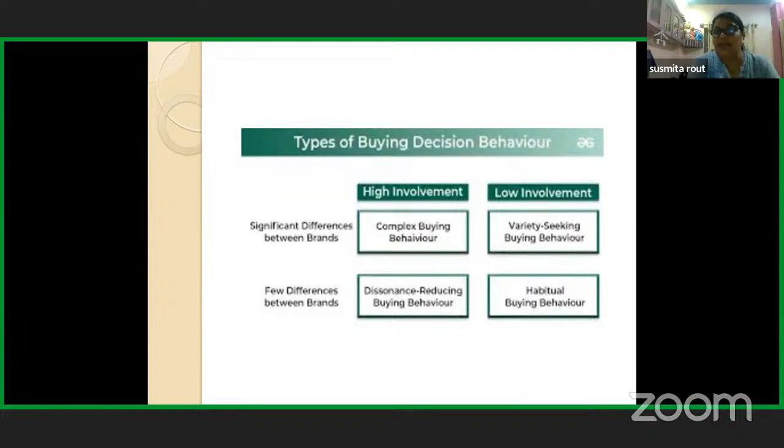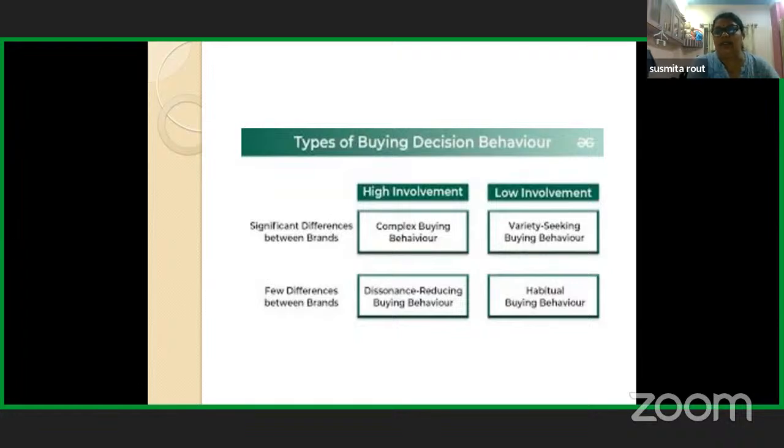So the 4 types of buying behavior based on 2 parameters. One is brand differences. Second is involvement of a consumer. The 4 types of behavior are complex buying behavior, variety seeking buying behavior, dissonance reducing buying behavior, and habitual buying behavior.